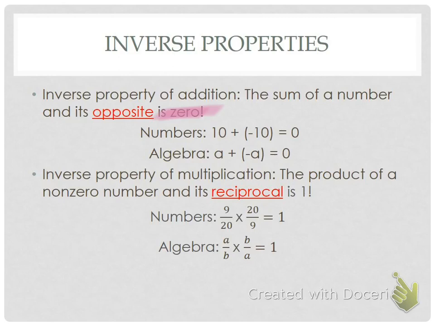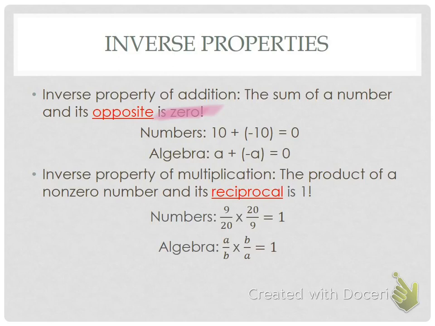Can anybody else give me an example? What would be an example? What else? 12 plus negative 12 equals 0. Did I take a number and its opposite? What's the opposite of negative 4? Positive 4. So what's negative 4 plus 4? 0. Any number combined with its opposite is 0.